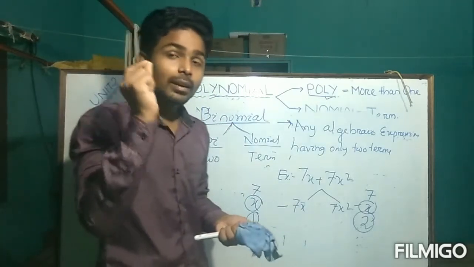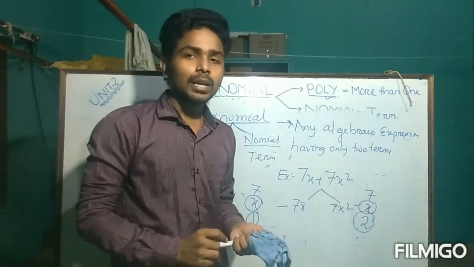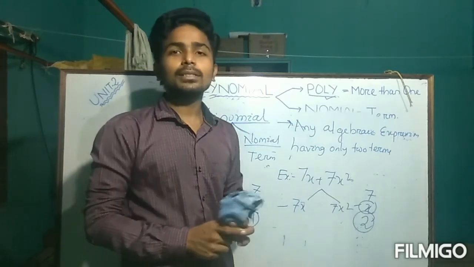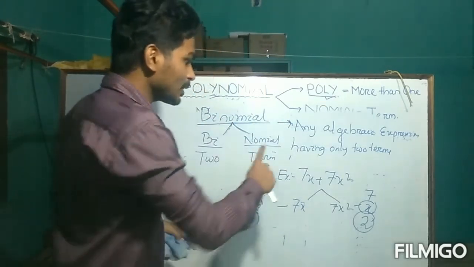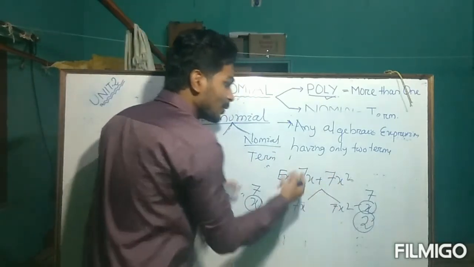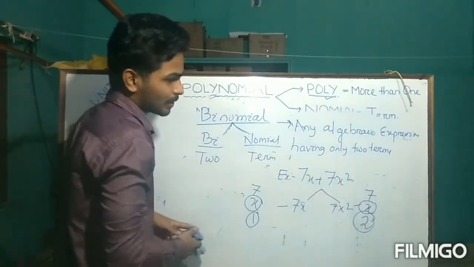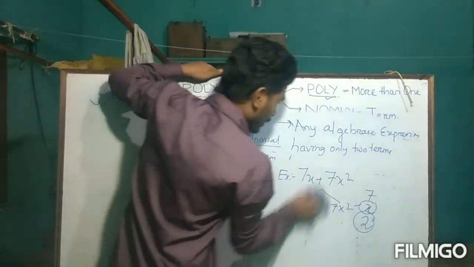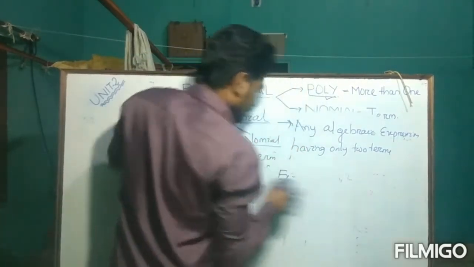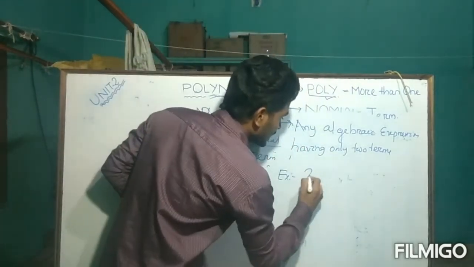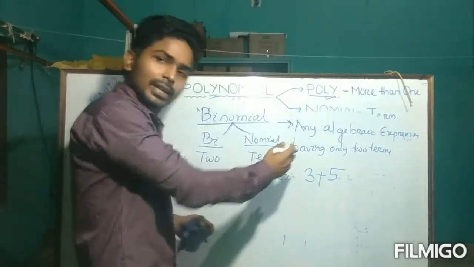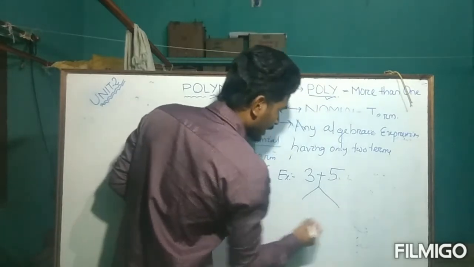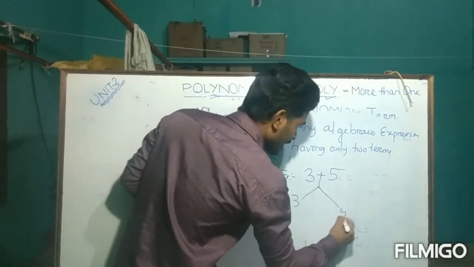Understood? So what is the main condition to be a binomial expression? The main condition is that the two terms must be unlike. If the two terms are unlike, then they will form a binomial expression. One more example: 3 plus 5. It also contains two terms. One is 3, one is 5.